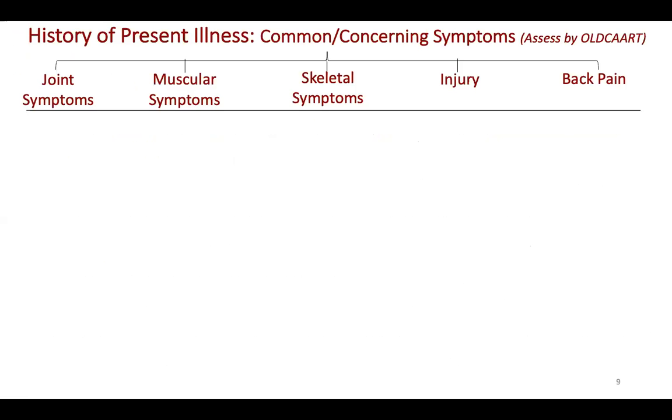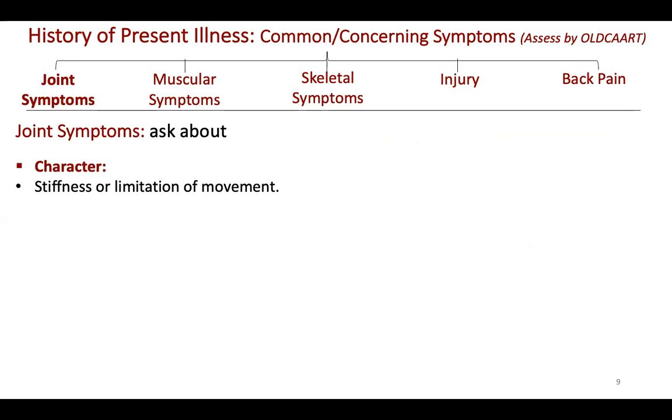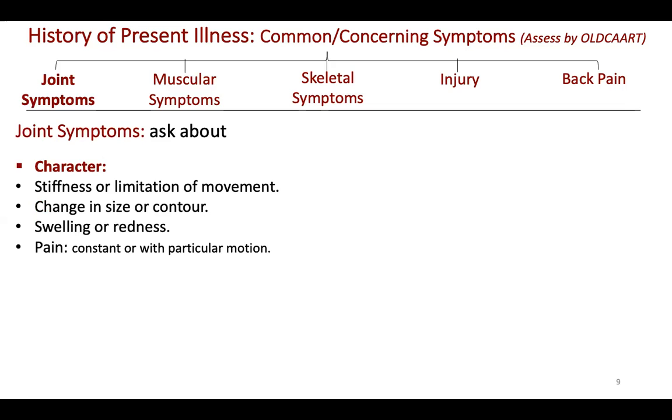Now let's talk about the history when it comes to the most common complaints of the musculoskeletal system. The musculoskeletal system includes joints, muscles, bones, trauma, injuries. So for joint symptoms, you need to ask about what's the character of this symptom. Is it stiffness? Is it limitation of movement? Is it painful movement? Change in size or contour, swelling or redness, pain?